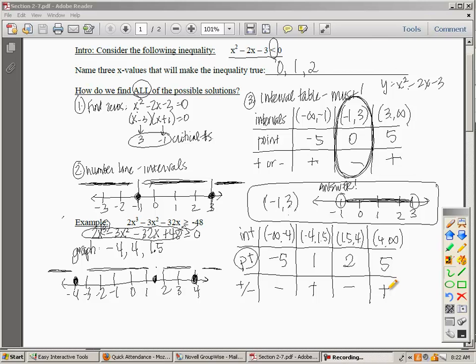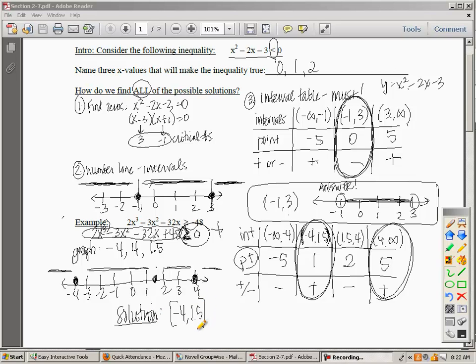And once I make my table, again, the goal is, what do I want? And so I go back to my inequality, and I'm saying I want positives. So I'm looking at this interval, and I'm looking at this interval, which means I have multiple ones this time. Do I want to include my endpoints? Do I want parentheses or do I want brackets? Because it's greater than or equal to, I want brackets. So when I go to do my solution, 2 things. We want our intervals. So from -4 to 1.5 including, because again, I want it equal to 0.